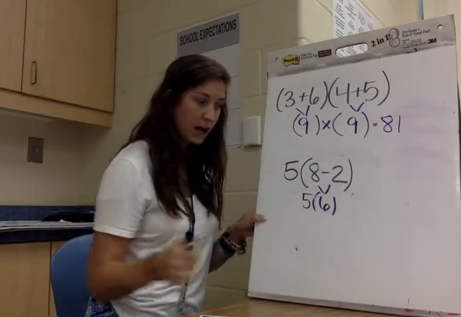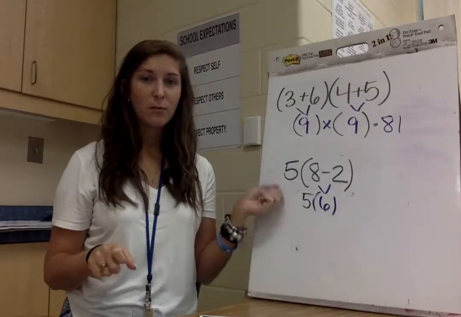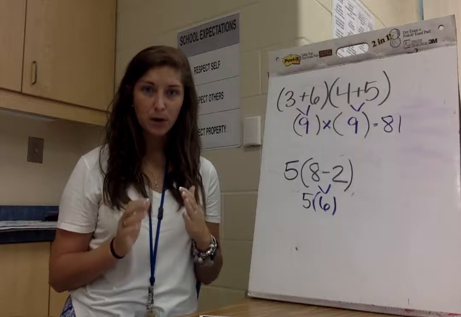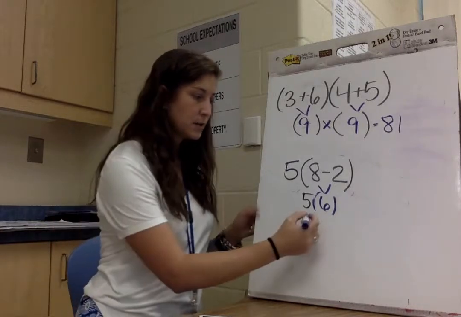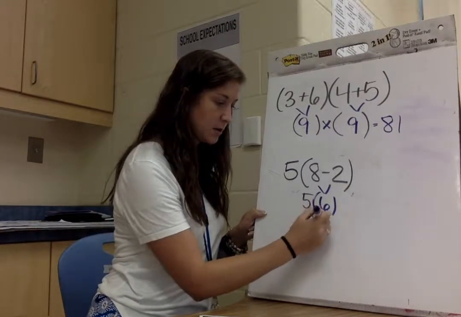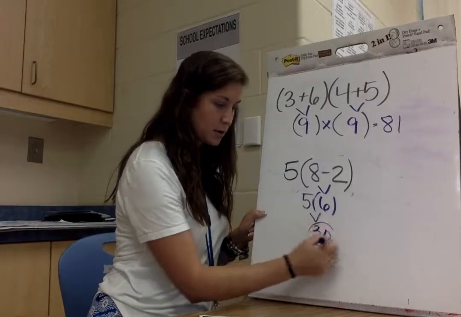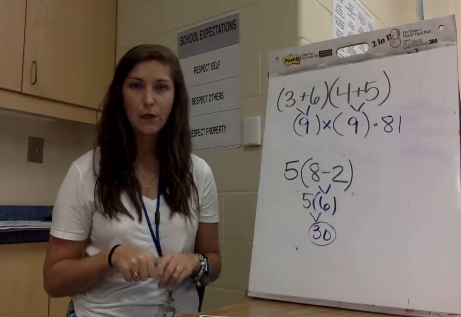Bring down my 5. Anytime that I have parentheses next to a number, it means that I'm going to multiply. So 5 times 6 is 30. My answer to this problem is 30.